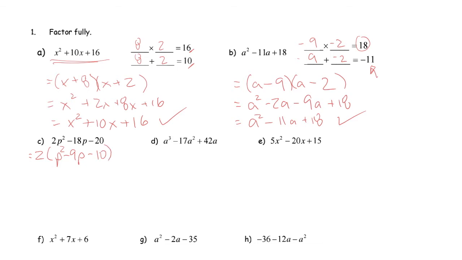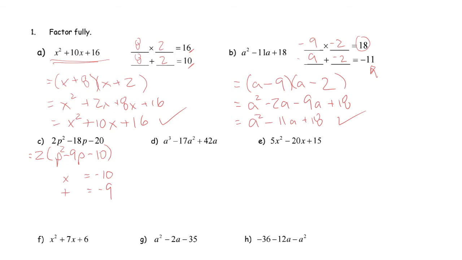And now that's the trinomial that I really want to factor, because now the coefficient of the p squared is just 1. So now I'm looking for two numbers whose product is going to equal negative 10 and whose sum is going to equal negative 9. Okay, negative 10, negative 9 here. Well, notice that 10 and 9 are just 1 apart.